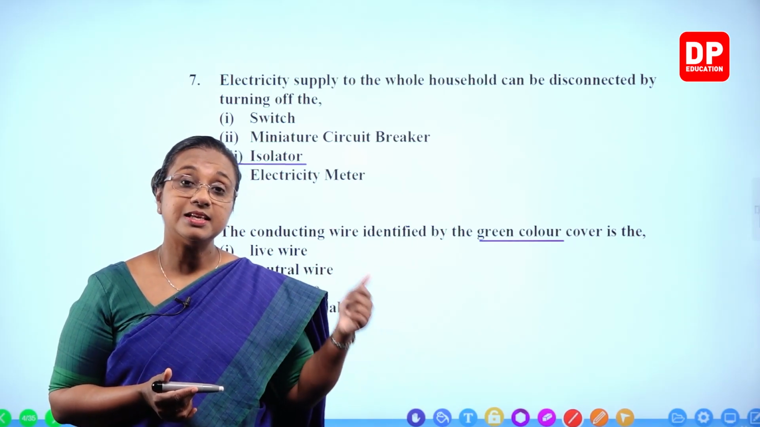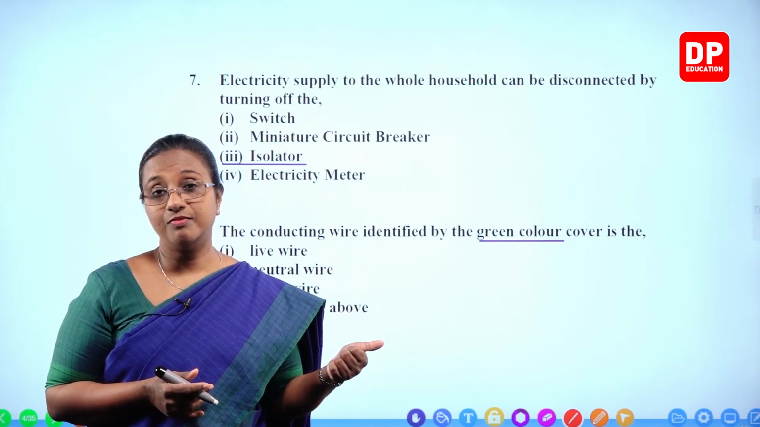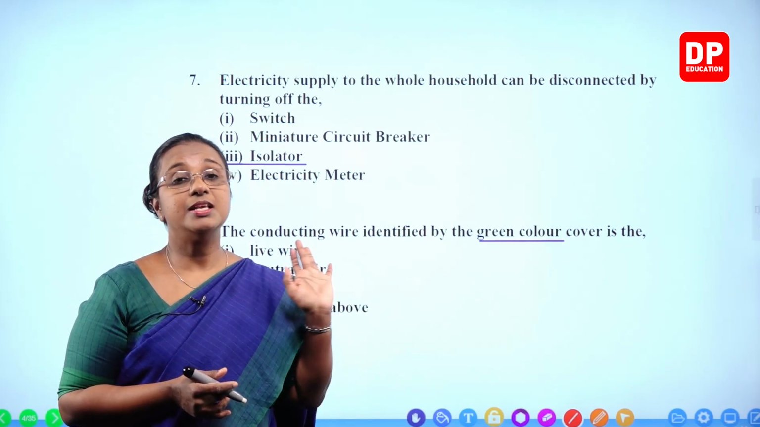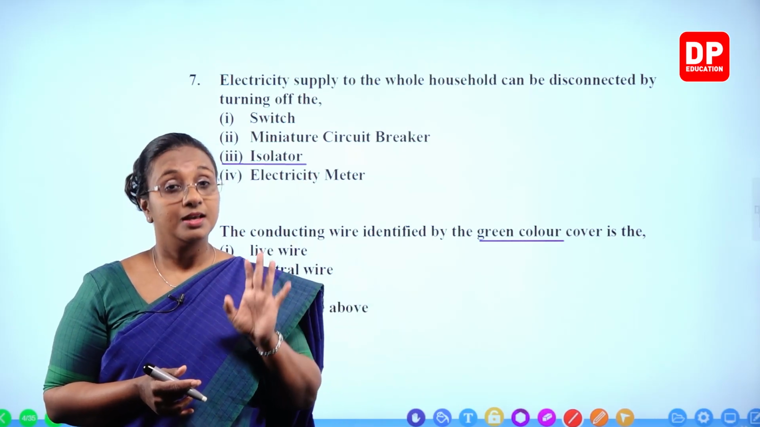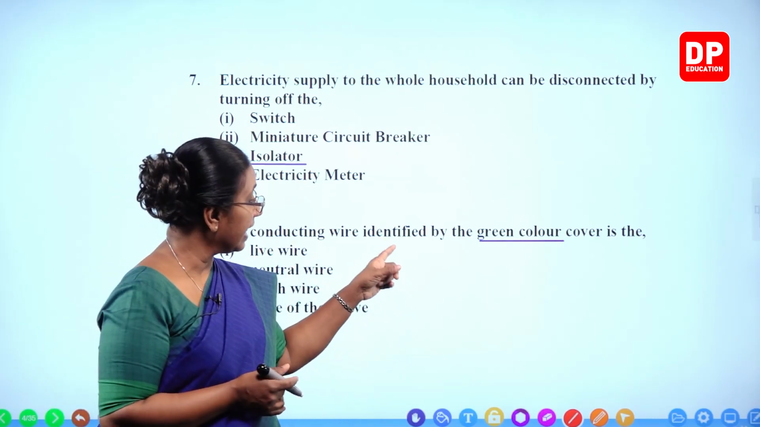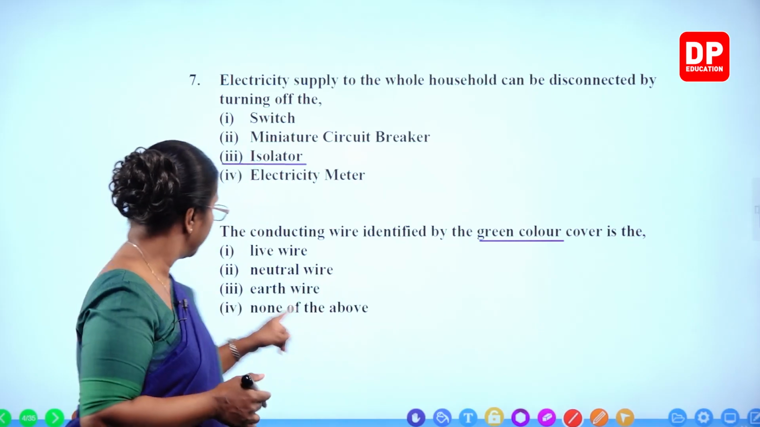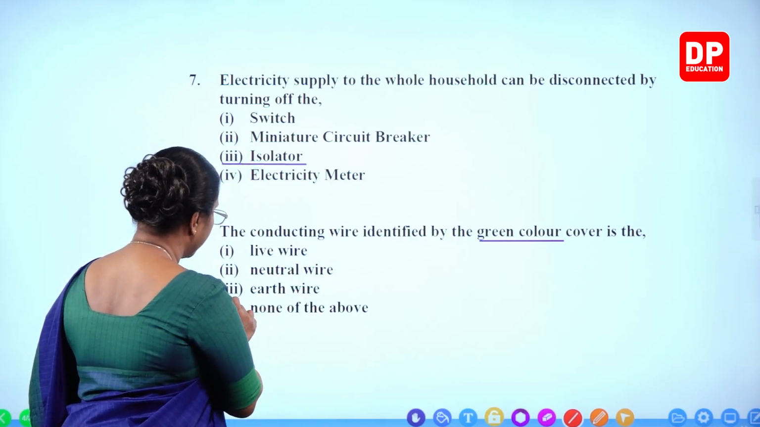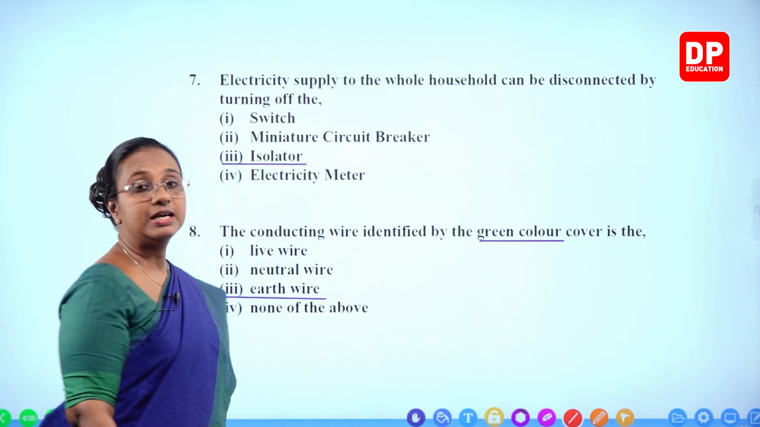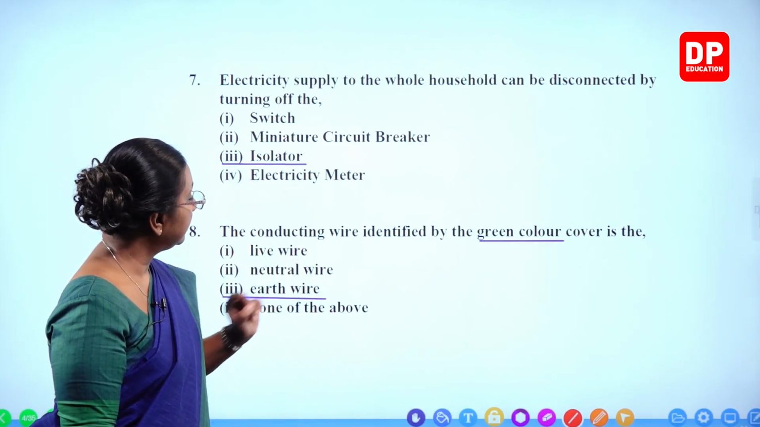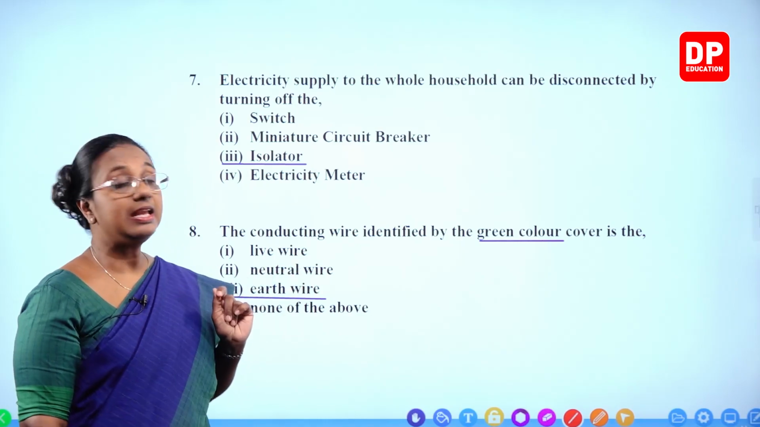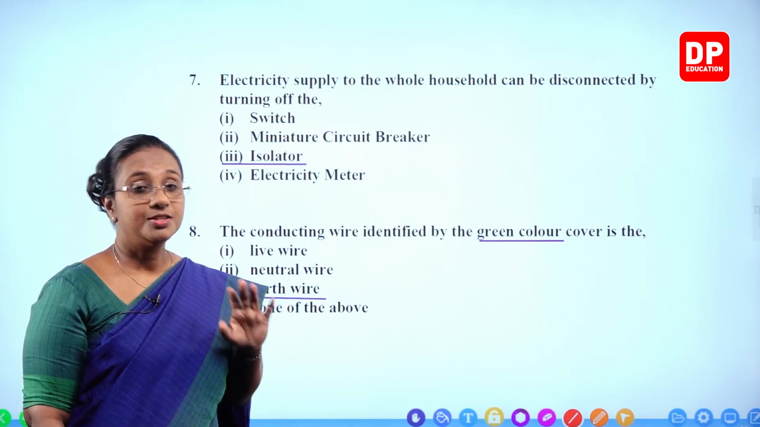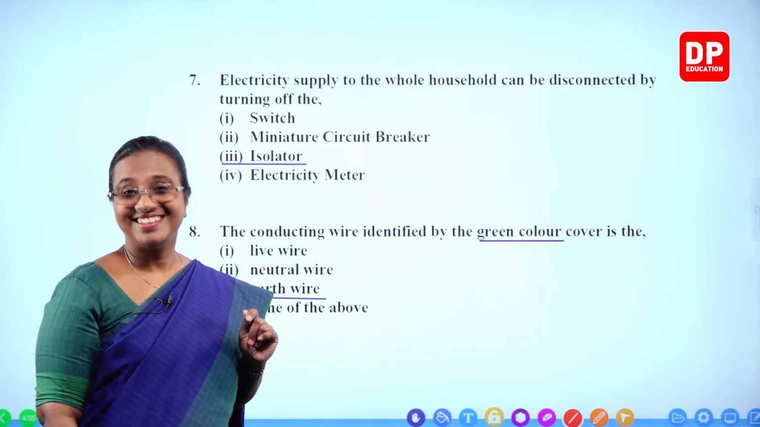In the early days, they used red for live wire and black for neutral wire. But now it is brown for live wire, blue for neutral wire and green for earth wire. So the answers: live wire, neutral wire, earth wire, none of the above. It has to be earth wire. The conducting wire identified by the green color cover is the earth wire. So with that, I'll move on to the next slide.